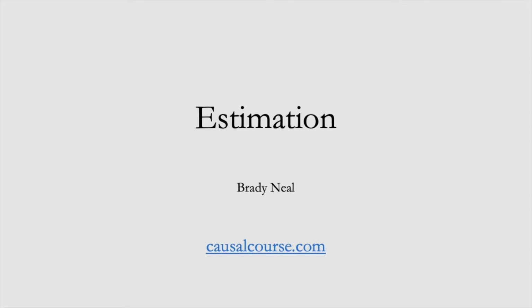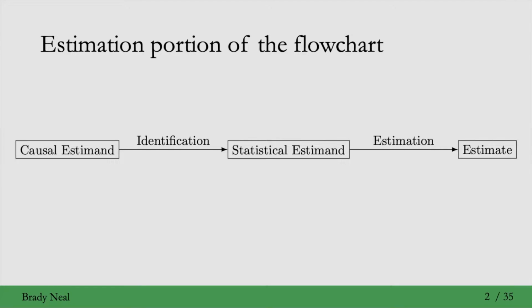We'll start with recalling the identification-estimation flowchart, where we start with some causal estimand, some causal quantity of interest that we're interested in estimating, and then we identify that quantity by turning it into a statistical estimand. That's a quantity that doesn't have any potential outcomes or do operators in it. And this is what we've been focusing on for the last few weeks, with the exception of specific examples where we actually did estimate causal effects. Now in this week, we'll be focusing on the estimation portion of this flowchart.